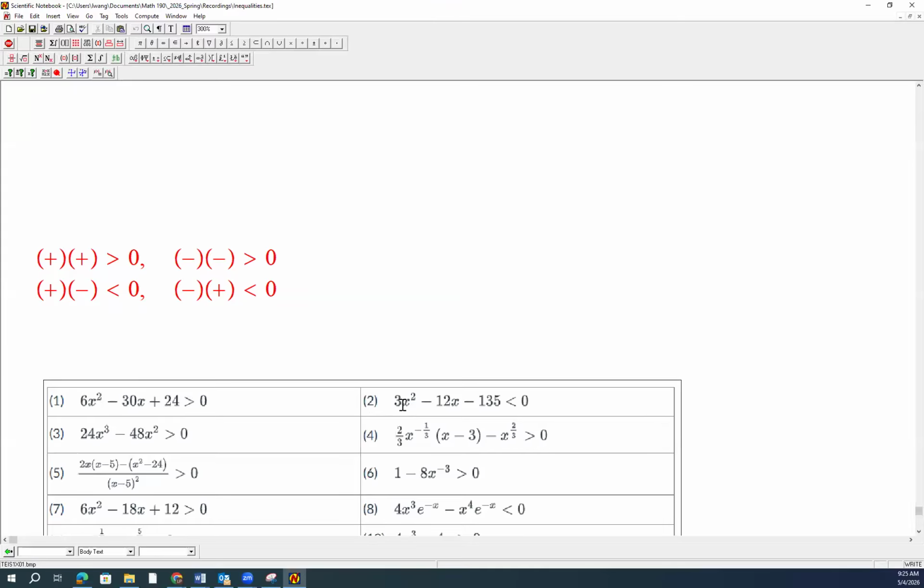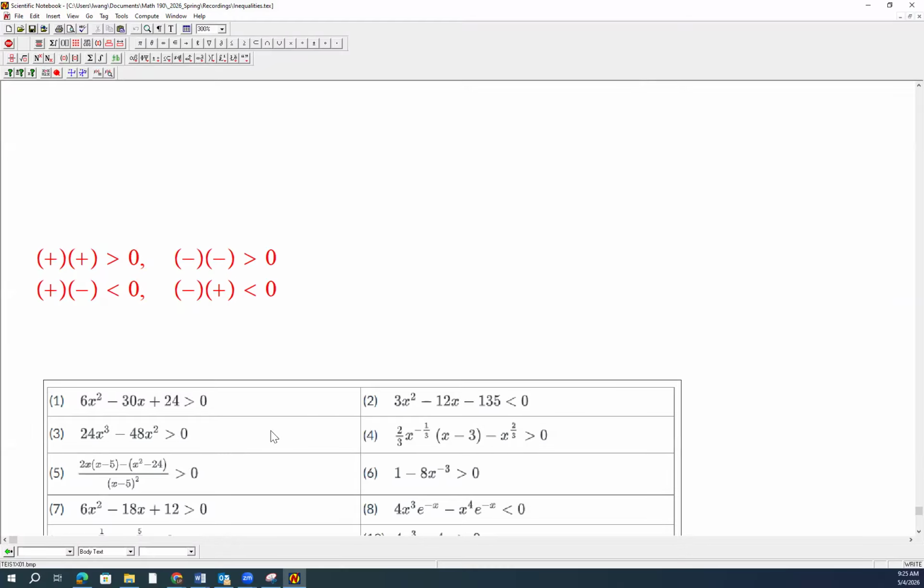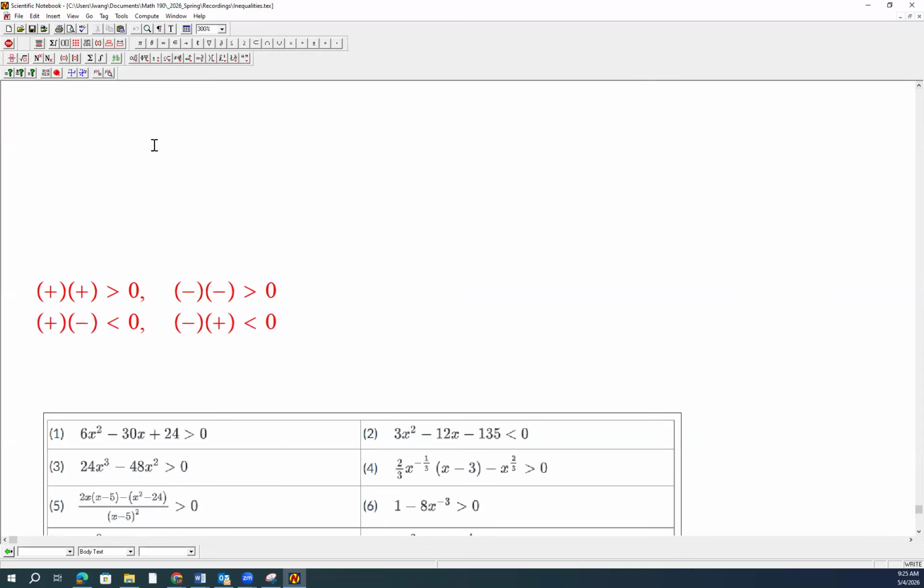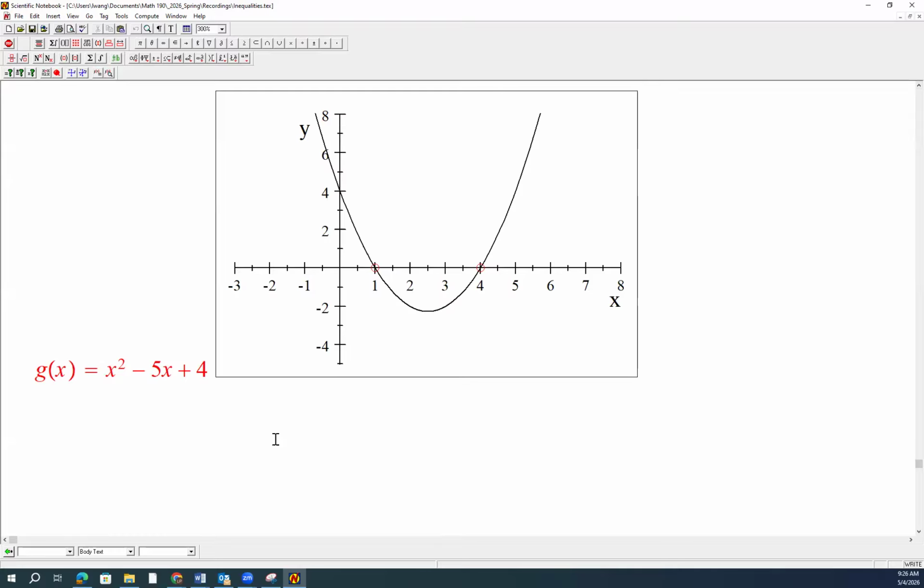Okay. So number 2 is similar. Number 3, the only difference is number 3 has a higher degree. So it's not a quadratic, but you can see how we handle this. Okay, so let's quickly go over number 3.